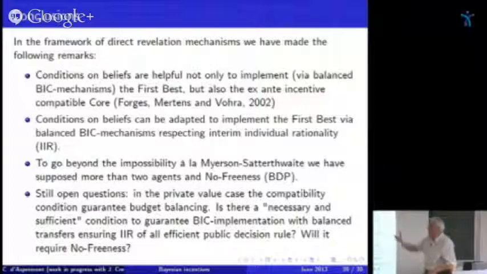So the idea is, can we avoid no freeness, because we didn't go to the limit in some sense with the C conditions. It's just a necessary and sufficient condition to balance the budget, but it's not necessary and sufficient to get all the properties. And so we could go further, maybe, with condition C in the private value case, and get maybe a little bit of independence. I don't know. So that's the open question.